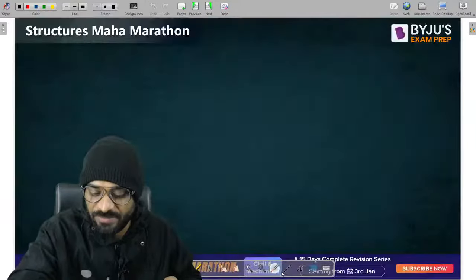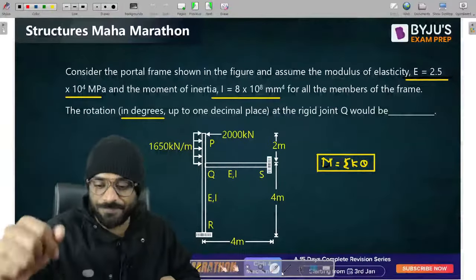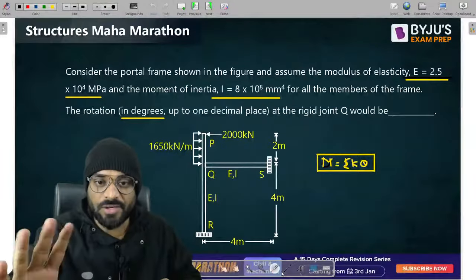Are you able to understand? But still it is occurring in the structure due to the given loading. Are you able to understand?